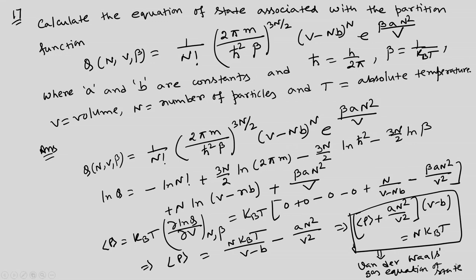Again I repeat, in this problem the partition function is given as 1 by N factorial times (2 pi m by h cross squared times beta) to the 3N by 2, then (V minus N b) to the N, and e to the beta a N squared by V, where a and b are constants and h cross is h by 2 pi, where h is Planck's constant. Beta is 1 by k B T, where k B is Boltzmann's constant, V is volume, N is number of particles and T is absolute temperature. From this partition function, we need to calculate the gas equation of state.